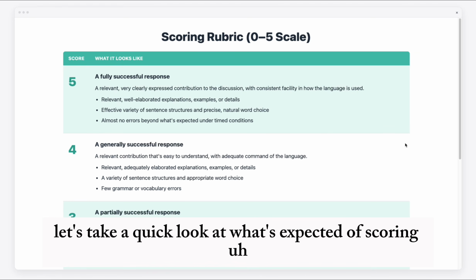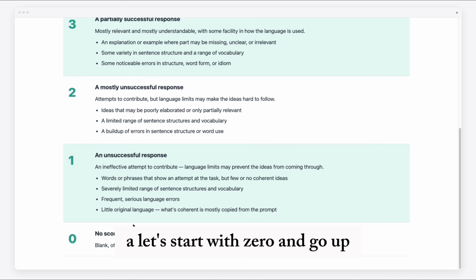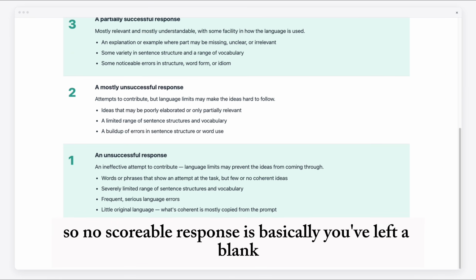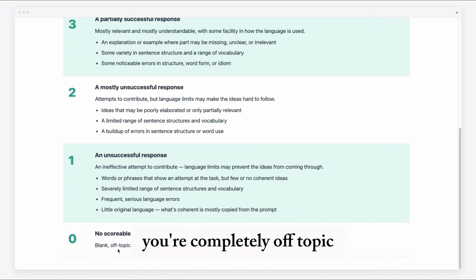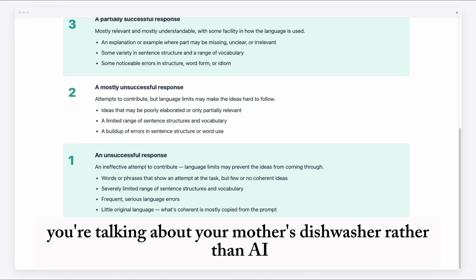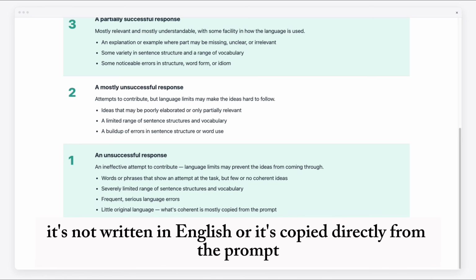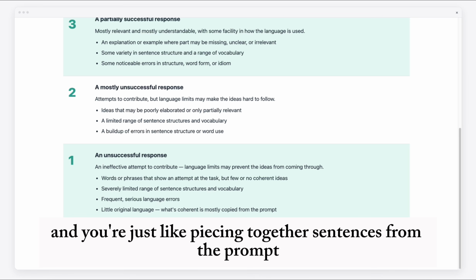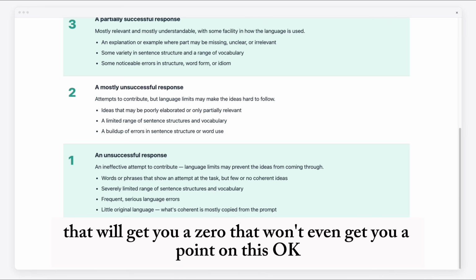Let's take a quick look at what's expected of scoring. Let's start with 0 and go up. So no scoreable response is basically you've left a blank, you're completely off topic, you're talking about your mother's dishwasher rather than AI, it's not written in English or it's copied directly from the prompt and you're just piecing together sentences from the prompt. That will get you a 0. That won't even get you a point on this.